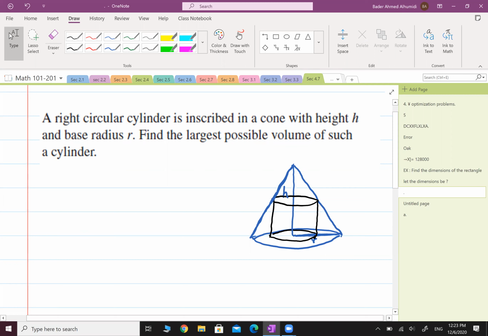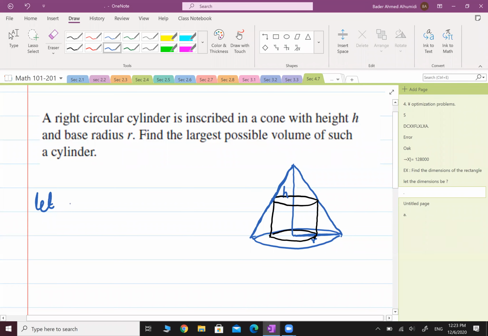We need to find dimensions that will give me the maximum volume. In that case, we will be able to find the maximum volume. So what should we do now? We need to give some symbols. First, we need to give some symbols for the dimensions of the cylinder. We can choose another color if you like.